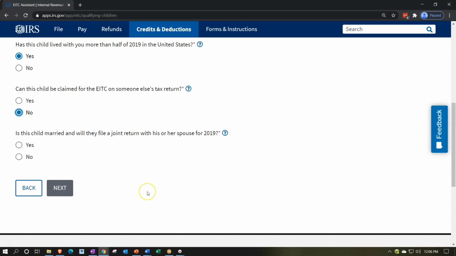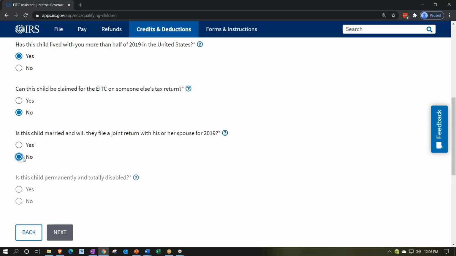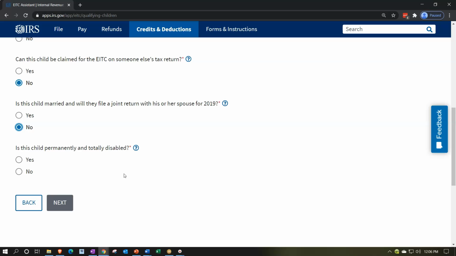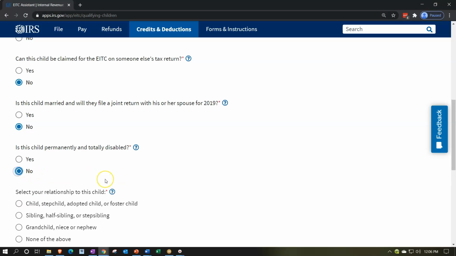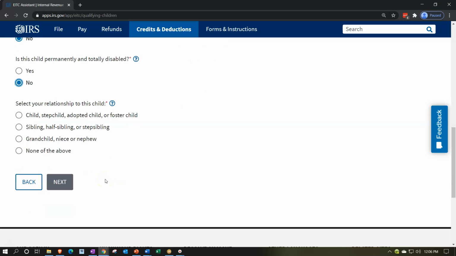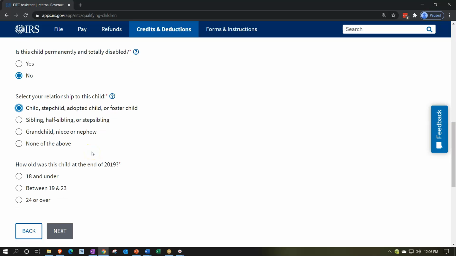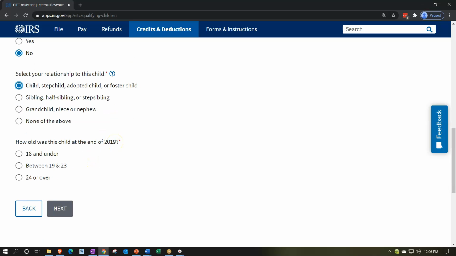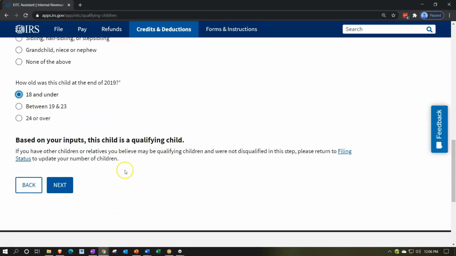Is the child married, and will they file a return with his or her spouse? No, the child's not married. Is the child permanently and totally disabled? No, not permanently. Select your relationship to this child. Is it child, stepchild, adopted child, foster child? I'm going to go there. Sibling, half-sibling, and so on. How old was the child at the end of 2019? We're going to say under 18, because we want it to be a qualifying child here. Based on your inputs, the child is a qualifying child.